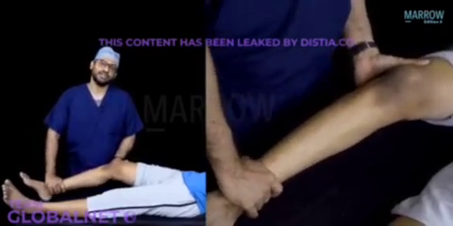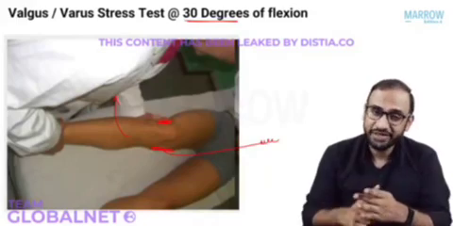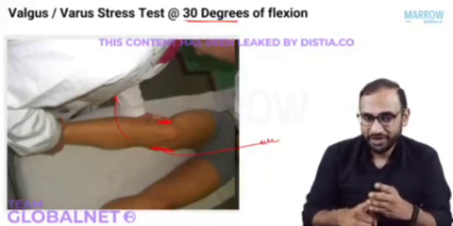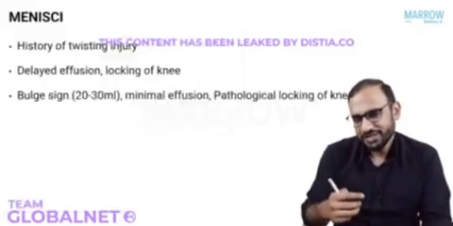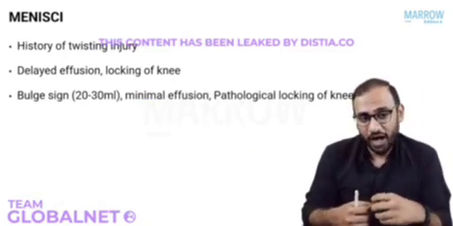Preferably perform them in 30 degrees of flexion. So we have understood the anatomy, the function, how they get injured, and how to clinically diagnose a collateral tear. Let's move on to meniscus. For meniscus, I've told you their anatomy, their function, and how they get injured.